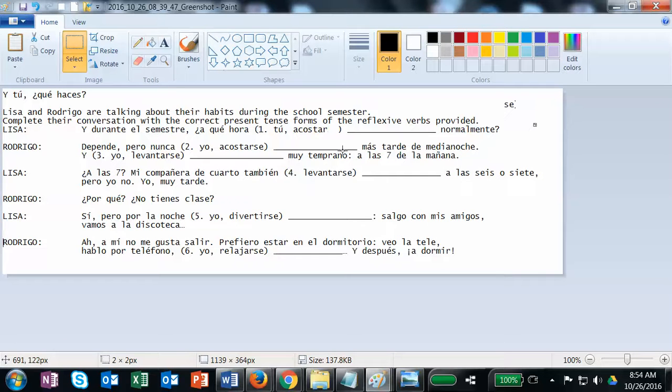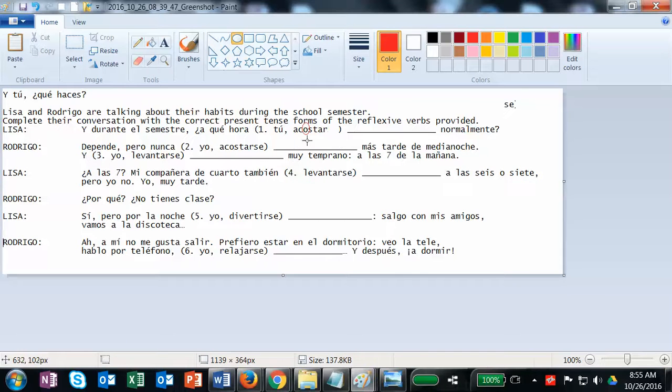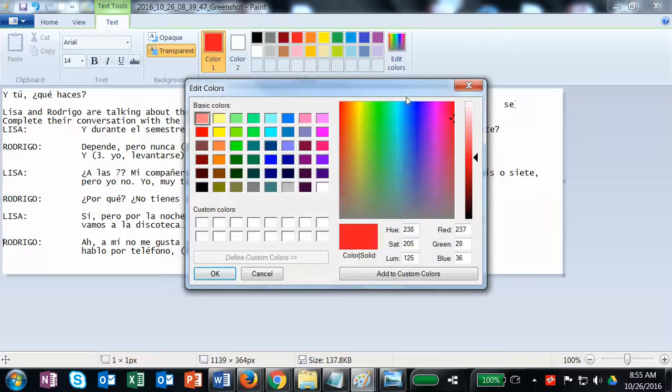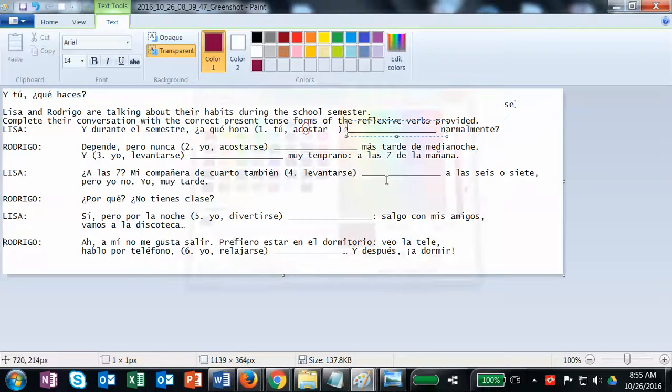Acostar happens to be an O to UE stem changing verb. So even though these are reflexive, the rules that you've learned don't go away. It's an O to UE. That means you're going to change that O to a UE for all subjects except for nosotros and vosotros. We don't have a nosotros or vosotros situation going on right here. So we are going to use acuest, and then we want to add the AR ending that goes with tú, which would be an AS.